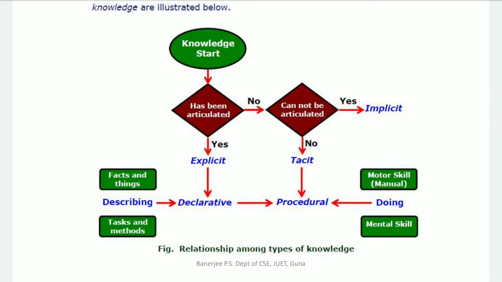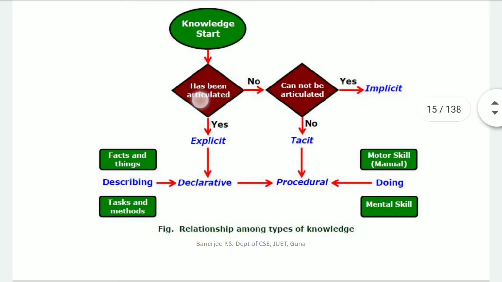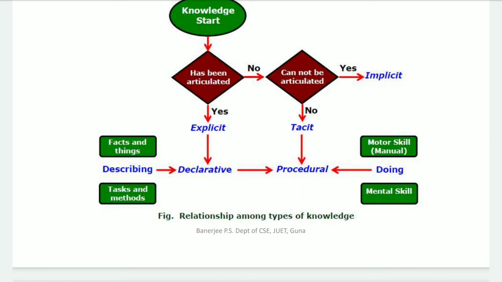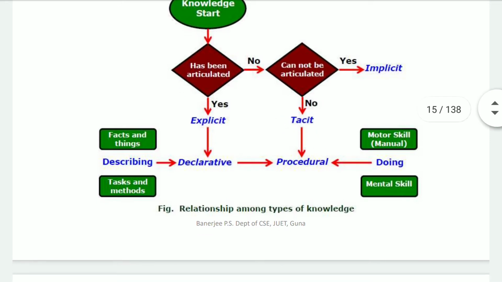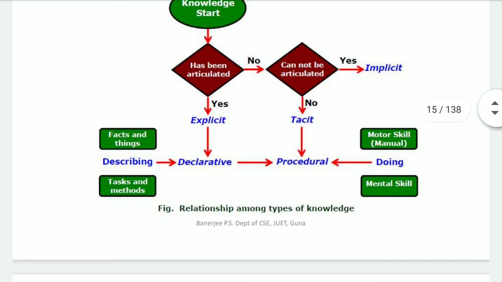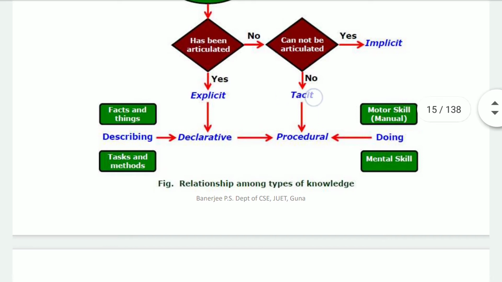We have just now, a few minutes back, revised what an explicit knowledge is. If this knowledge has not been articulated and cannot be articulated further also, then it is implicit knowledge. If it cannot be articulated, no, that means it can be articulated, then it is tacit knowledge. So now we have the basic knowledge, that is the tacit and the explicit knowledge. This is an extra addition of the implicit knowledge, which we haven't talked about earlier. And the explicit knowledge is nothing but the declarative knowledge, and the tacit knowledge is nothing but the procedural knowledge.